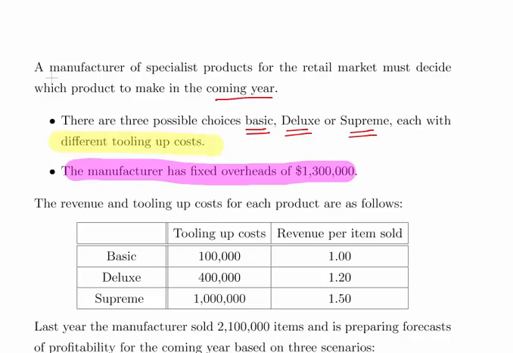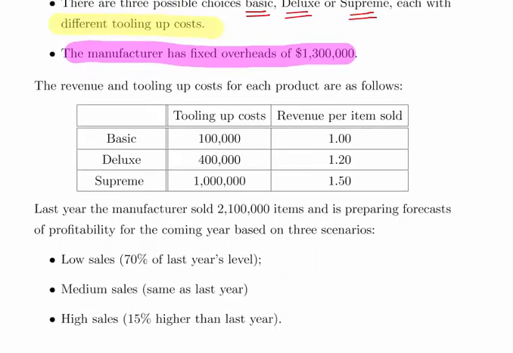Okay. Now, here's the sort of products that are on offer: the basic, the deluxe, and the supreme. Here is the additional tooling up costs. So it's 100,000 plus the 1.3 million, 400,000 plus 1.3, and then 1 million. And here is the revenue per item sold. Revenue, okay?